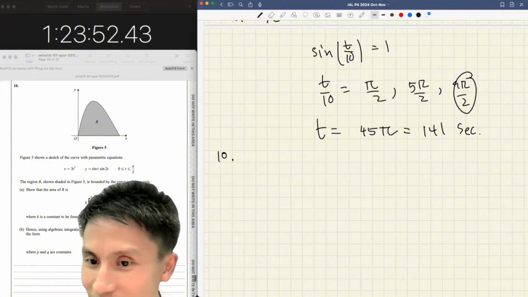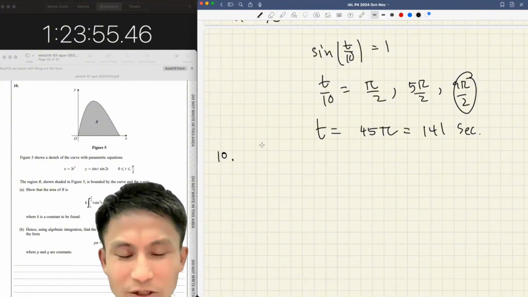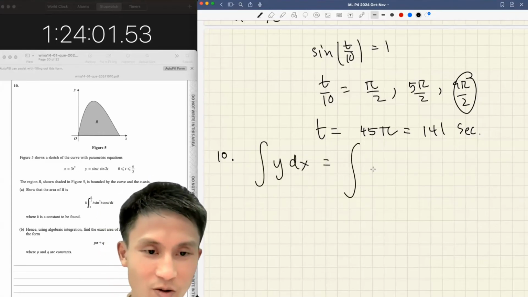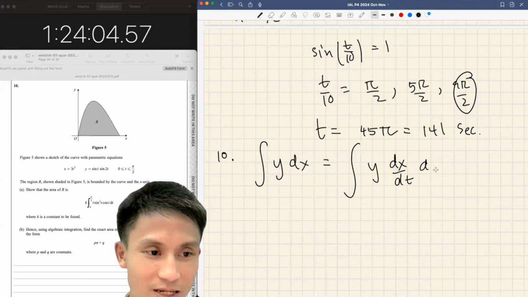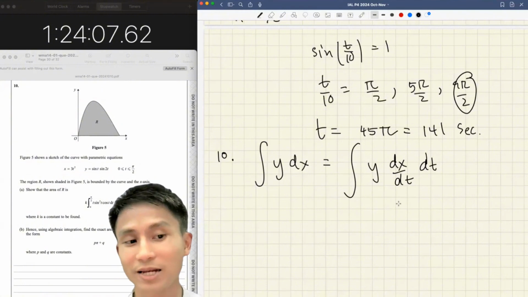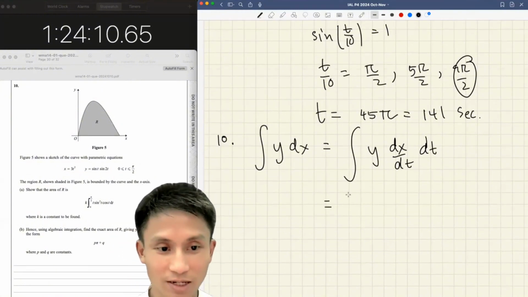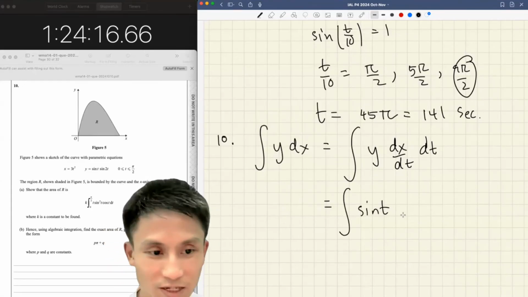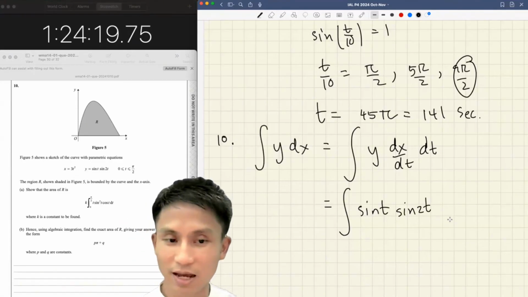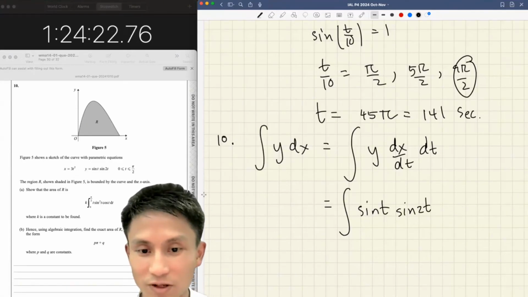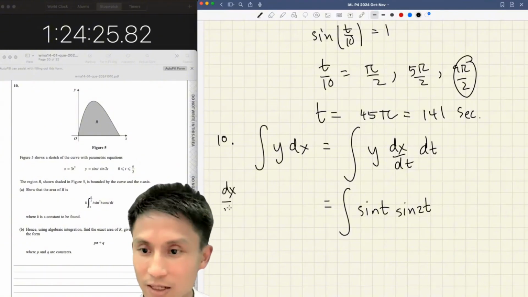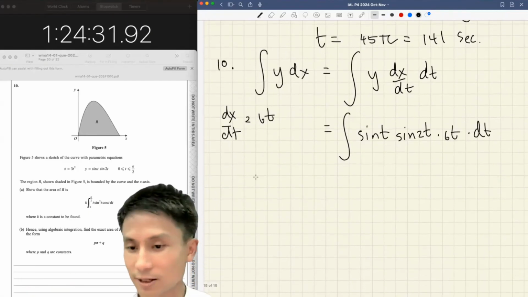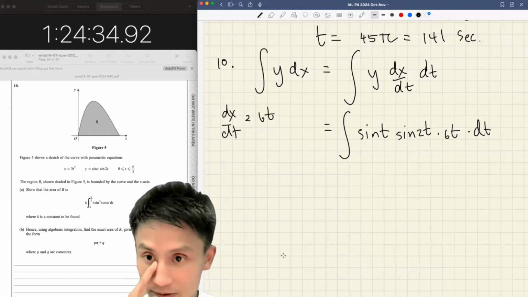Show that the area R is that. Okay, integration by parametric. So integral y dx is the same as integral y dx by dt, because if you cancel the dt, you get the same thing. But because we have parametric, that's going to be useful. Here y is in the parametric form, which is in terms of t. So I'm putting y in terms of t there. And then dx by dt, if you're differentiating, you get 6t. So I'm putting 6t in here, and then dt. So we're going to show that we get that as the area.